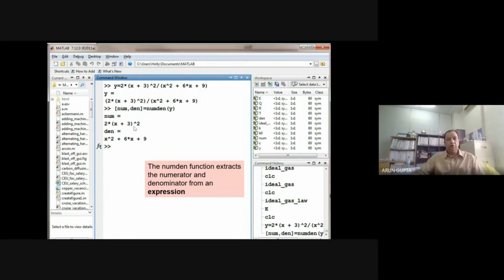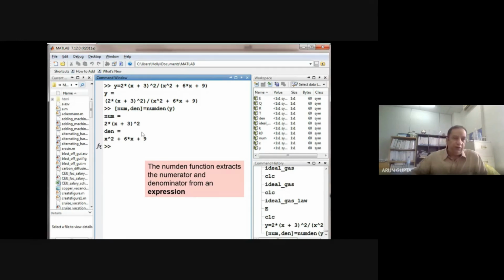Suppose you want to separate the numerator and denominator in the equation y. You can write a square bracket num comma den is equal to numden y. It will separate the equation y into numerator and denominator. Just try in the command window: square bracket num comma den equals numden bracket y.